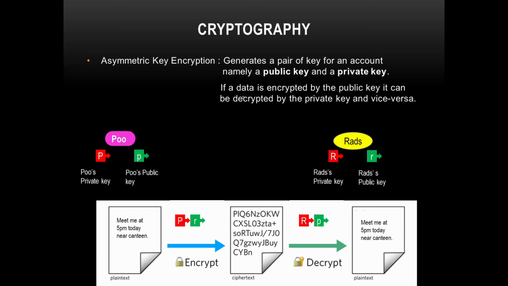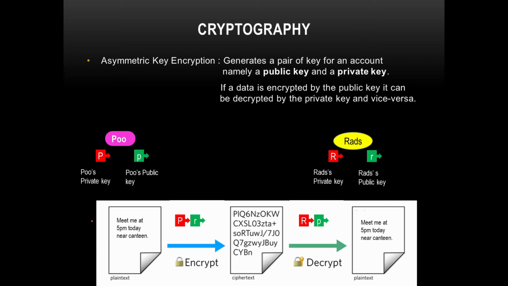And this has a very good property: if data is encrypted by a person's public key, it can be decrypted only by his private key, and vice versa. I'll show you an example of how this works. There are two friends of mine, one is Pooh and the other is Rads. In this asymmetric key encryption, Pooh gets a private key and a public key. This is her private key and this is her public key. Rads also gets a private key and a public key. The private keys are marked in red and the public keys are marked in green.